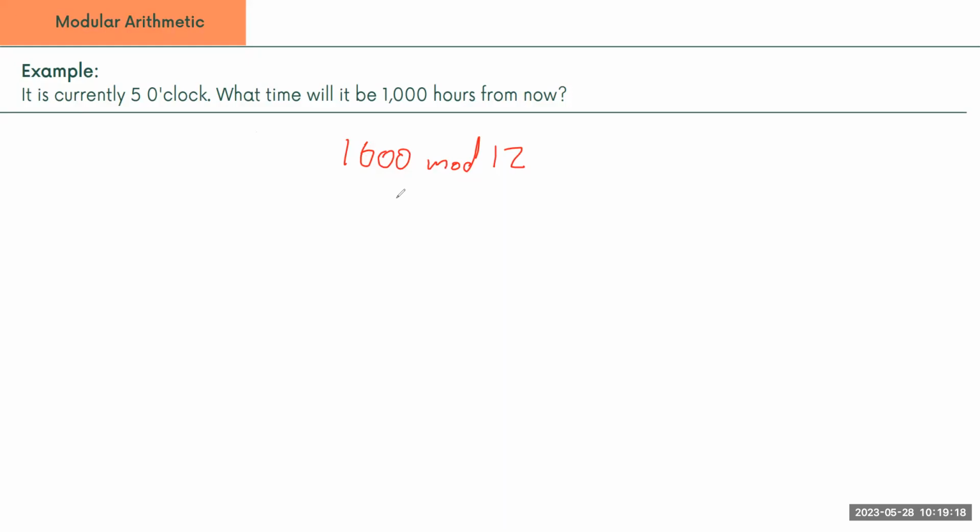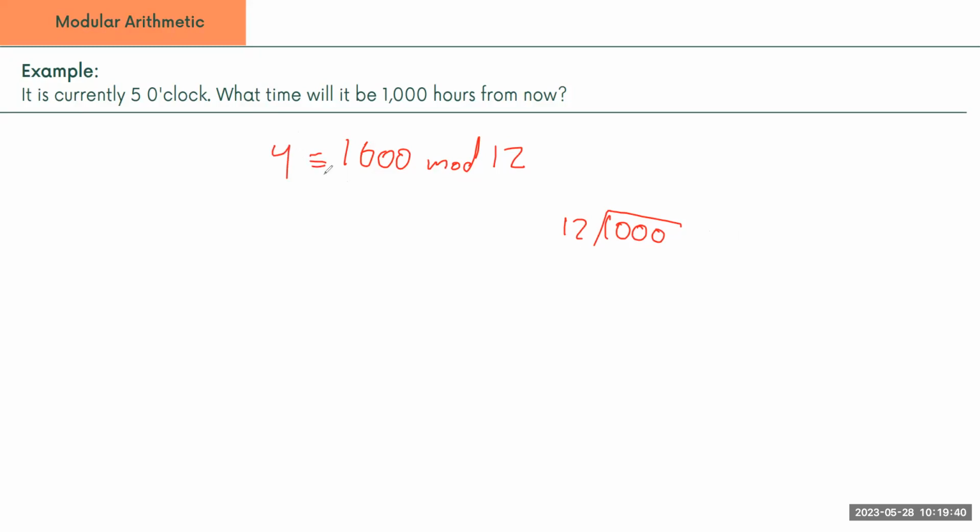The reason I want to do this is because if we add 12 hours to 5 o'clock as before, we just get 5 o'clock again. So we want to cancel all those out by taking this mod 12. And in this case, we still sort of need to just divide this out, and we found out the remainder was 4 last time. So this is congruent to 4 mod 12, so 4.